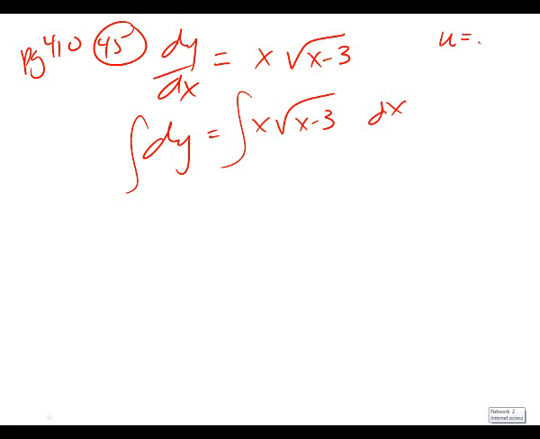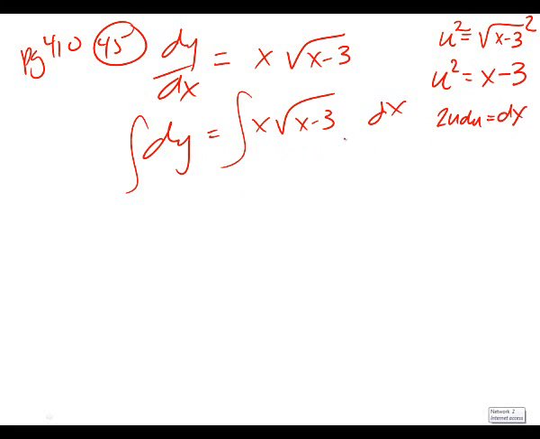Okay, so it's the square root of x minus 3. Now I don't like that square root on there, so to get rid of it, how do we get rid of a square root? I'm going to square both sides. So u squared is x minus 3. Like I said, this one's weird. Now I'm going to take the derivative of that. The derivative of u squared is 2u du equals dx.